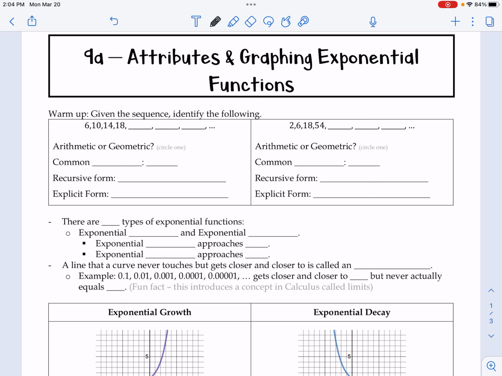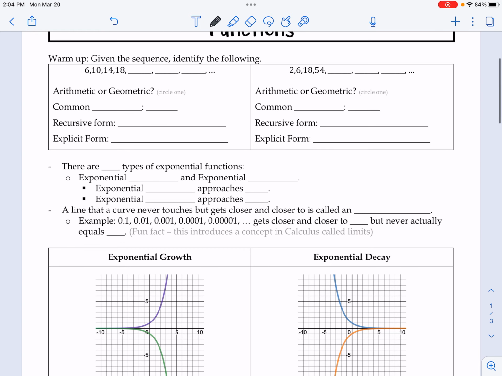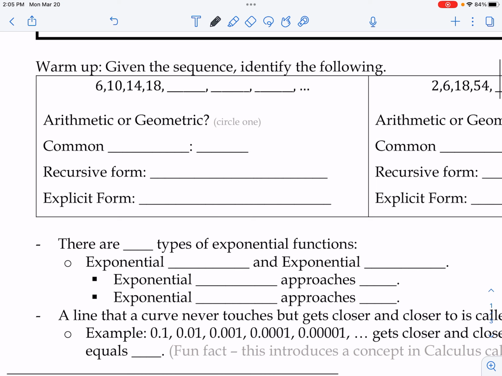All right, so this video is going to talk about attributes and graphing exponential functions. We're going to start by reviewing sequences. Looking at the first example, we go from 6 to 10 to 14 to 18. The pattern here is adding 4 each time, and so we could continue this pattern and get 22.